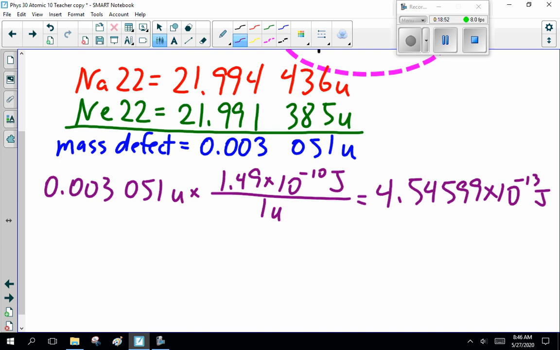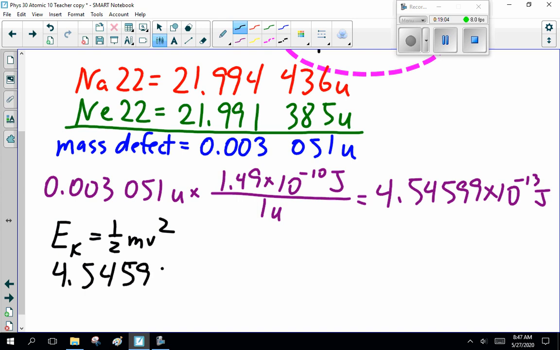So what's the kinetic energy for that? Well, E sub k is 1/2 mv squared. So 4.54599 times 10 to the minus 13 of a joule equals 1/2. And the mass is in atomic mass units.